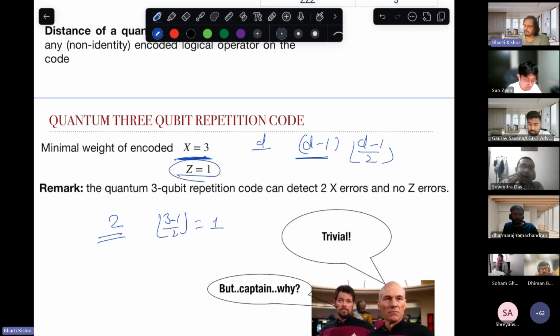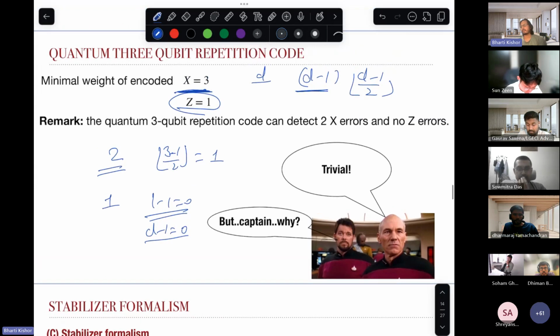But in terms of Z, you cannot even correct 1 Z error, because the distance d_Z for the Z case is 1, and 1 minus 1 is 0. So D minus 1 is actually 0 for the Z case. So the quantum 3-qubit repetition code can detect 2 X errors and no Z errors. And you see the reason now. So basically, when we talk about distance, we look at the minimum of the X and Z distance, and that's what we call the distance of a quantum code.